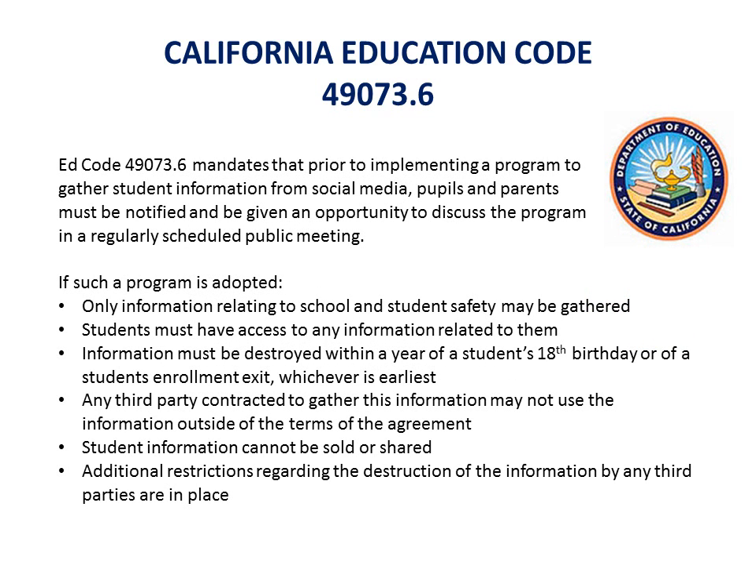Ed Code 49073.6 is related to student information collected from social media. If a district wants to begin culling social media for posts by and about their students, parents and students must be notified ahead of time and given the opportunity to discuss the proposal. If such a program is implemented, the information it can retrieve is limited to school and student safety issues.